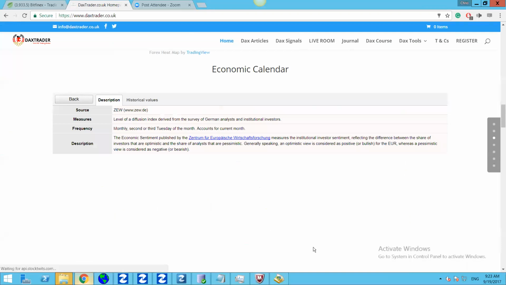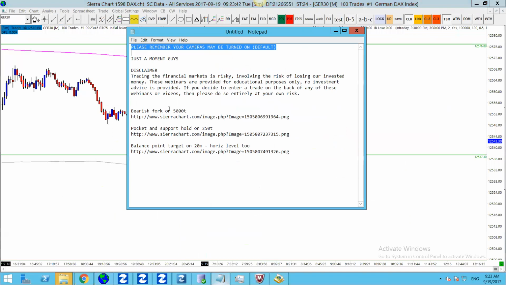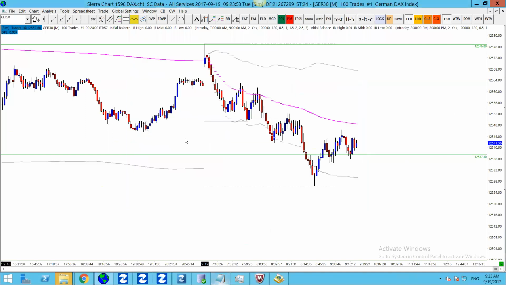Okay, so that's kind of everything. As a quick summary, 3 charts really that I was looking at. We've got a bearish fork potentially developing on the 5,000 tick. We've got a pocket and potential support to be held on the 250 tick. And then there's that balance point target, or actually 2 balance point targets on the 20-minute, that's a bit of confluence with horizontal levels as well. So that's my thinking for today.